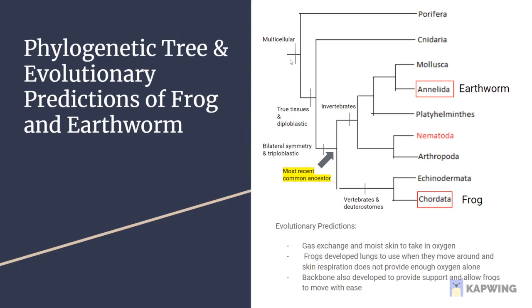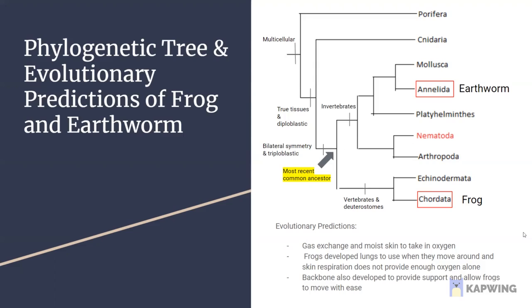So you can see that they're both multicellular. They contain true tissues. They have bilateral symmetry and are triploblasts. The only differences on the phylogenetic tree between them are that earthworms are invertebrates and protostomes, and frogs are vertebrates and deuterostomes.